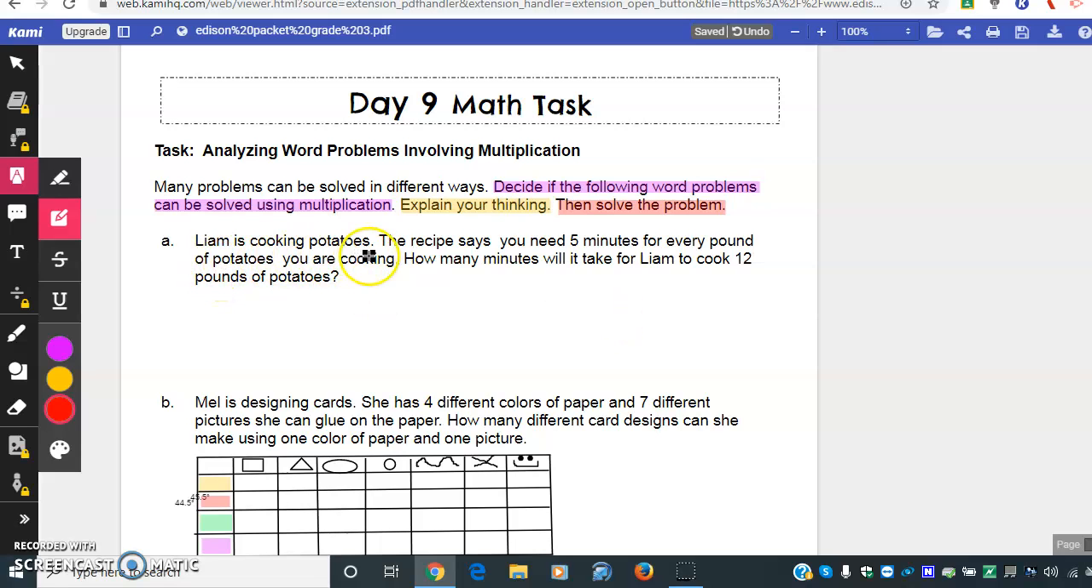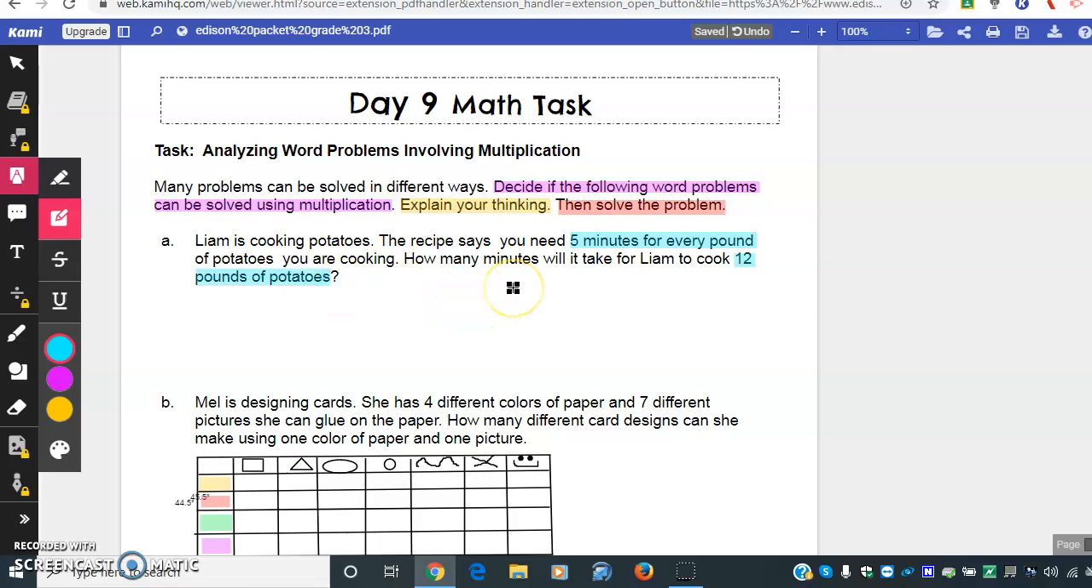Liam is cooking potatoes. The recipe says you need 5 minutes for every pound of potatoes you are cooking. How many minutes will it take for Liam to cook 12 pounds of potatoes? So I know that Liam needs 5 minutes for every pound. That's a hidden each, you guys. 5 minutes for every pound is the same as saying he needs 5 minutes for each pound of potatoes. And he has 12 pounds of potatoes to cook.